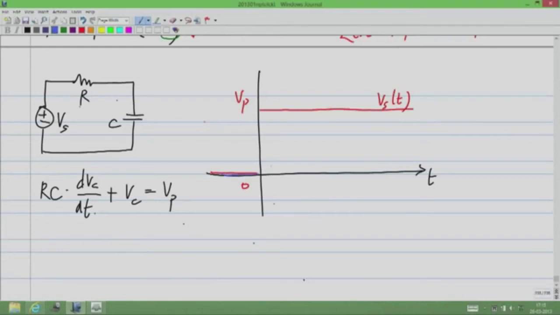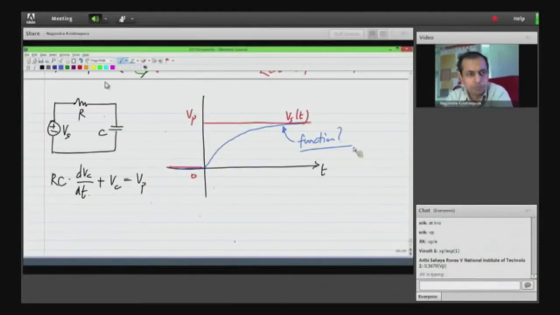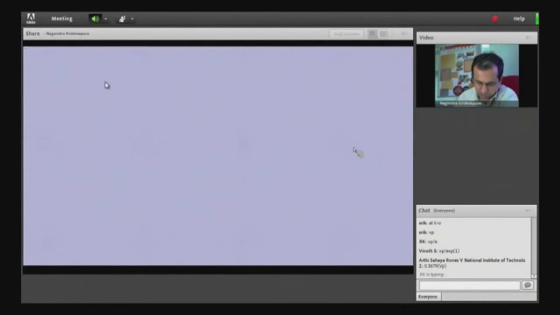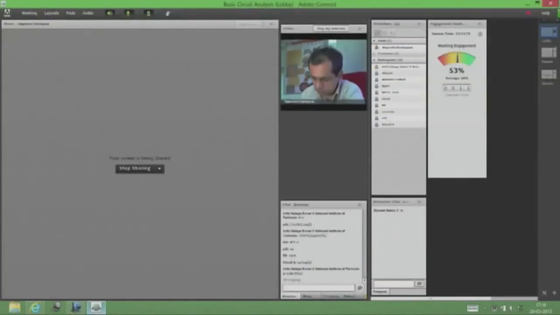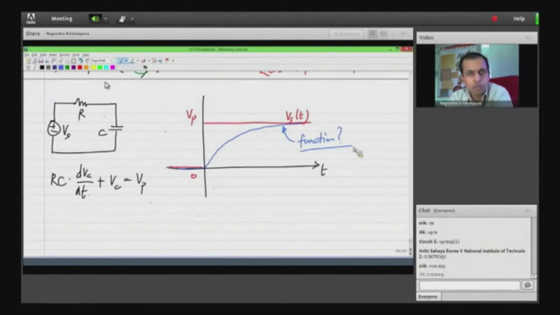So now we already intuitively evaluated that it starts with a slope of Vp by RC, and it will do that. It will do something like that. So now we also have to find a function that corresponds to this. So any idea what this function might be? What might be this function?